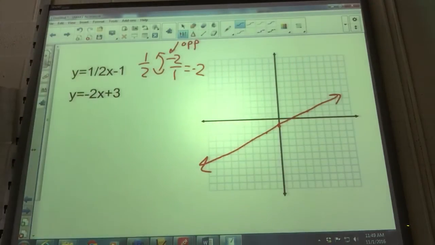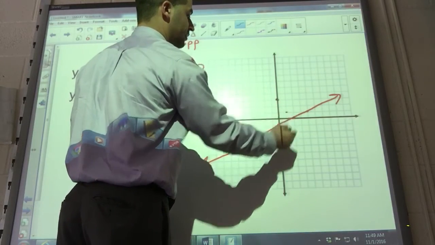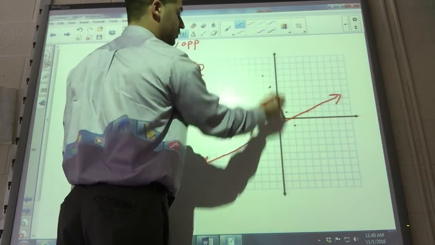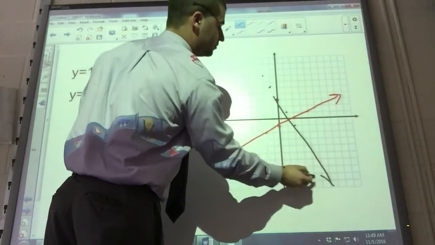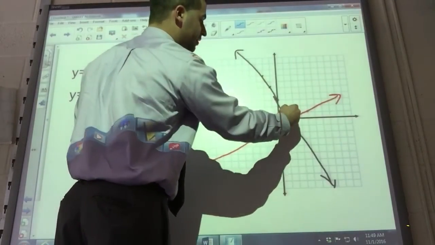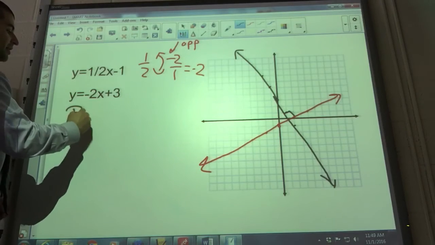Next line, -2x plus 3, up to 3, down 2, right 1, up 2, left 1, down 2, right 1, up 2, left 1. And again, if I could draw a straight line, you would notice that these two lines intersect at a right angle. And that's the rule about perpendicular lines.